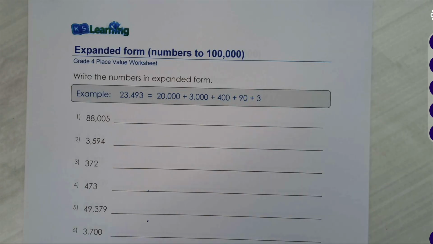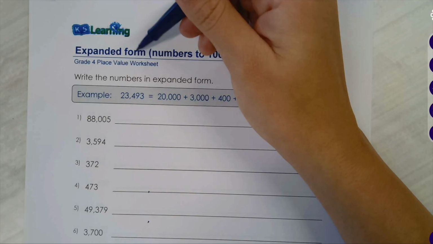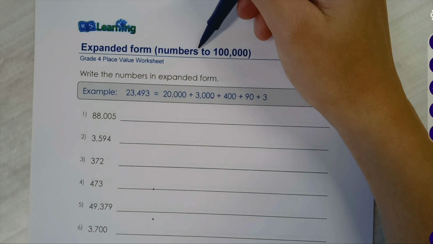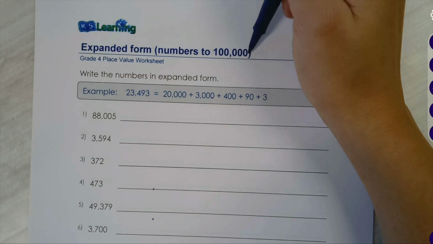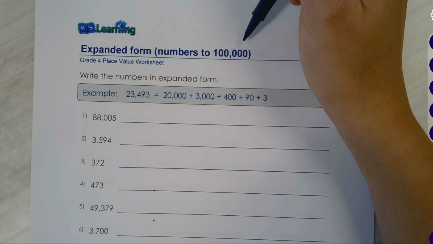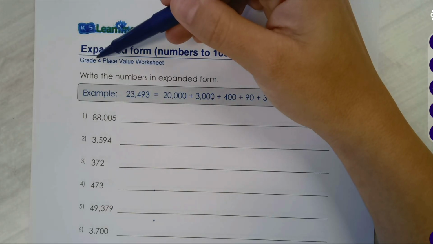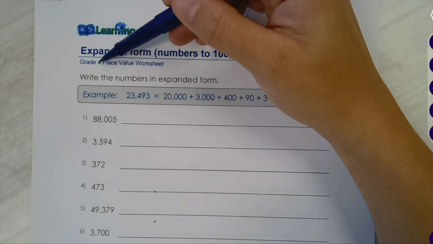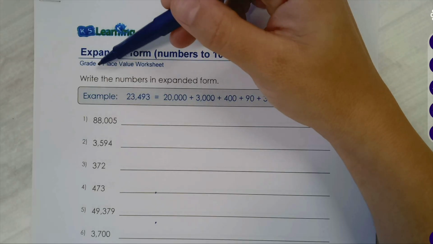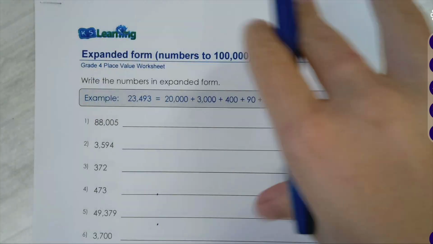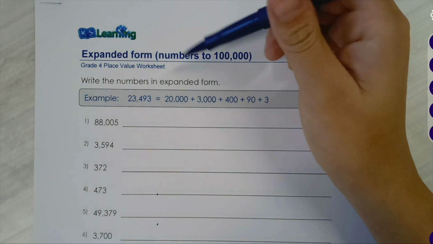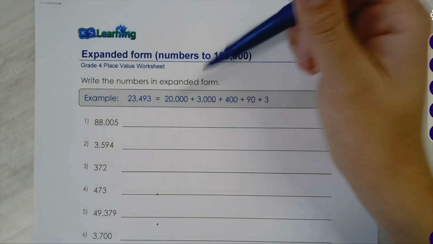All right, welcome back. We are going to be talking about expanded form all the way up to numbers in the hundred thousands place. Yes, this is part of fourth grade also. You start learning in third grade and you take everything with you to fourth grade. But we need to make some notes first about expanded form.